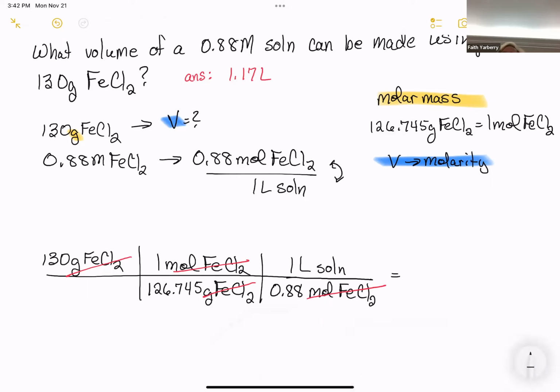So keying this into the calculator, we have 130 divided by 126.745 divided by 0.88. And you get out the 1.17 molar FeCl2 solution. I'm sorry, liters of FeCl2 solution. Need to pay attention to my own units. That's 1.17 liters of FeCl2 solution. Questions?